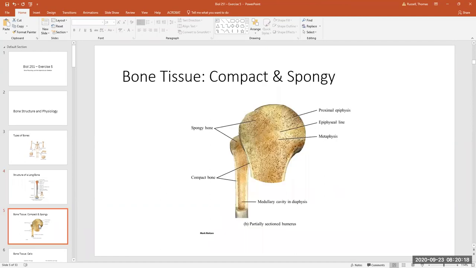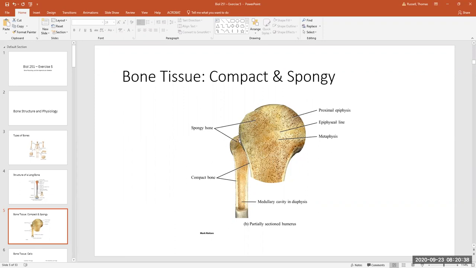Now, we have what's called compact and spongy bone. Now, both bony tissues are hard. So compact bone is hard tissue. Spongy bone is hard tissue. So we don't call spongy bone spongy because it's soft. We call it spongy because if you look at it, like look at this picture.